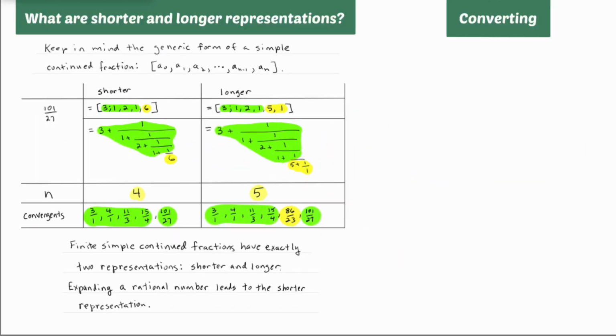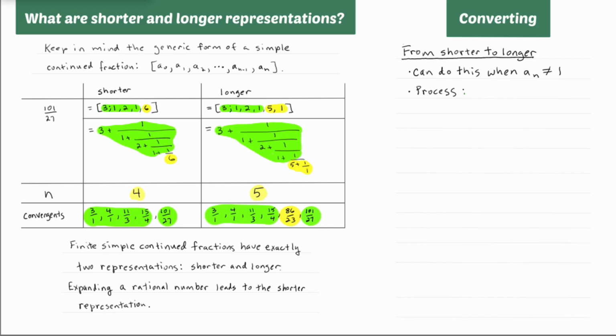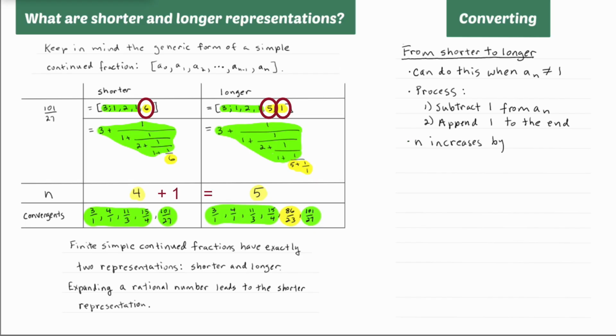Now let's look at the process for converting between the shorter and longer representations. First, converting from shorter to longer. We can do this as long as a sub n does not equal 1. Can you write down a process? Stop the video and give it a try. It's pretty straightforward, nothing tricky here. Subtract 1 from a sub n and append a 1 at the end. In the example, that's what we did. We took 1 away from 6 to get 5 and appended a 1 at the end. Appending the 1 causes n to increase by 1.